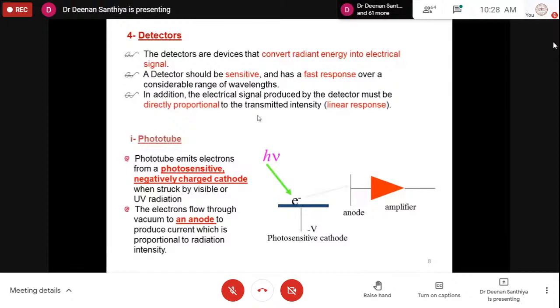What types of detectors are used in practice? Phototube is one type of detector. A photosensitive cathode is there. How it functions: when the transmitted light falls on the cathode, electrons go from the cathode to the anode, and the amplifier amplifies the signal. This is how it functions. You don't have to go into detail, but you should know briefly how the phototube functions. So this is all about the phototube.